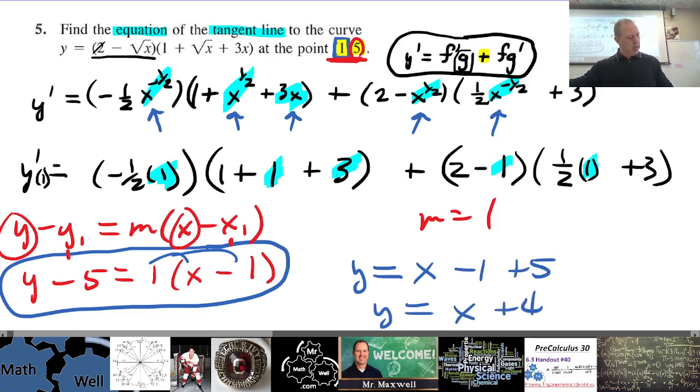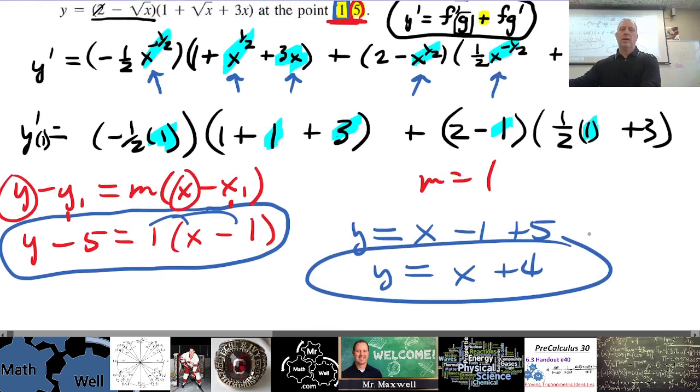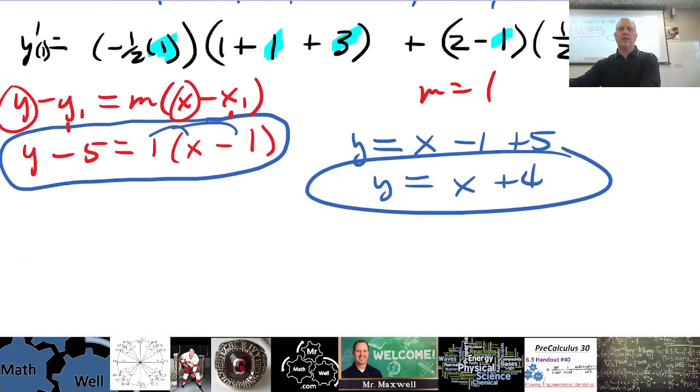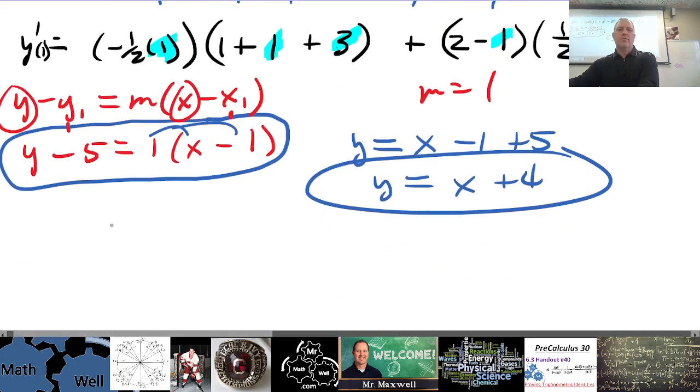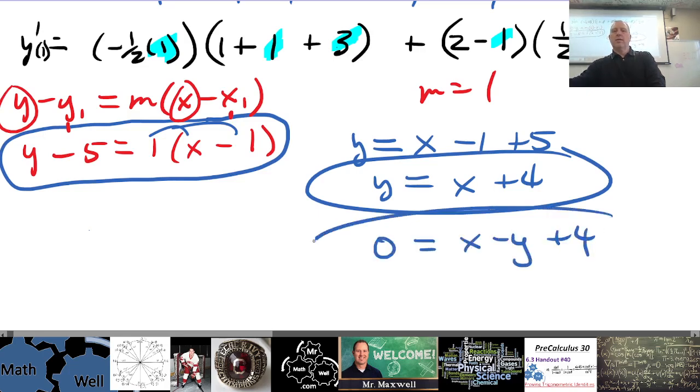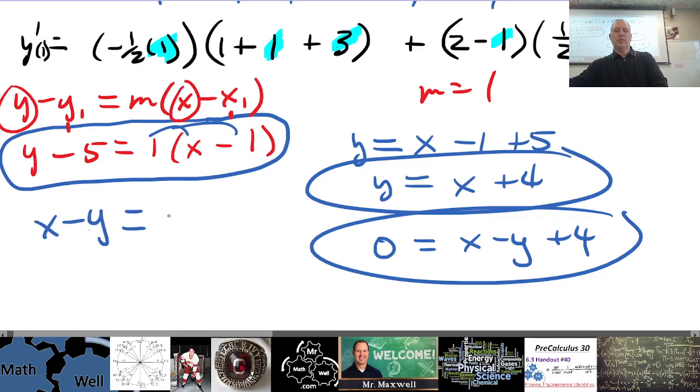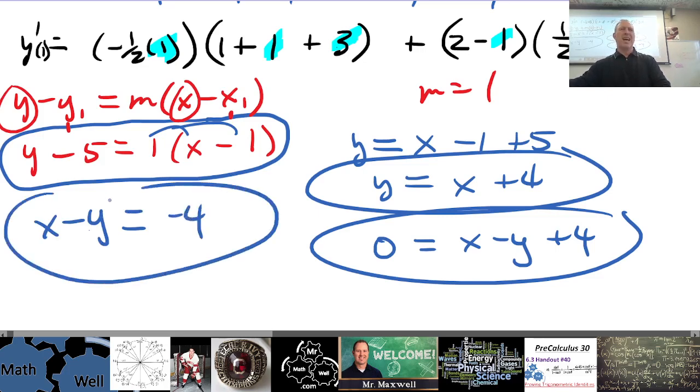So let me check a few things. Yeah, y equals x plus 4. This is point slope form. In the textbook, you might see different forms like the standard or general. So if we put everything over to one side, that's a general form, I believe. So this would be 0 equals x minus y plus 4. That's general form. And then if we have the x and the y on one side and the constant on the other, x minus y equals negative 4.